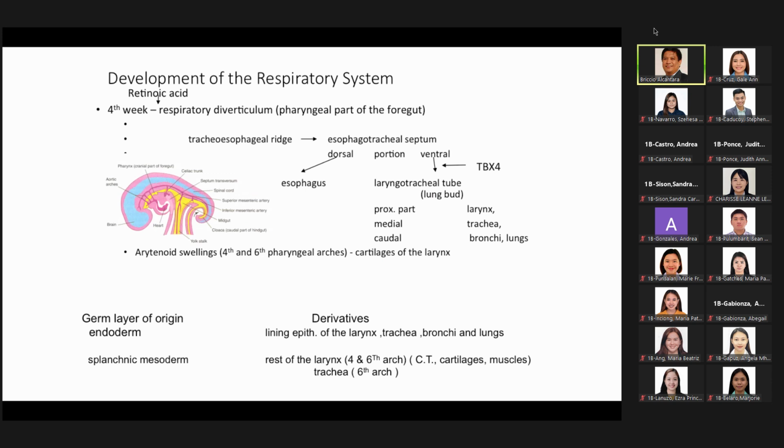Okay, the proximal part will become the larynx, the medial part the trachea, the caudal part will be the bronchi and the lungs. Now, another germ layer origin would be the endoderm. It will now become the lining epithelium of the larynx, trachea, bronchi, and your lungs. Now, the rest of the larynx will be coming from the splanchnic mesoderm, the fourth and sixth pharyngeal arch. Okay, with your cartilage, connective tissue, the cartilages, the muscles, and the trachea will be coming from your sixth pharyngeal arch.